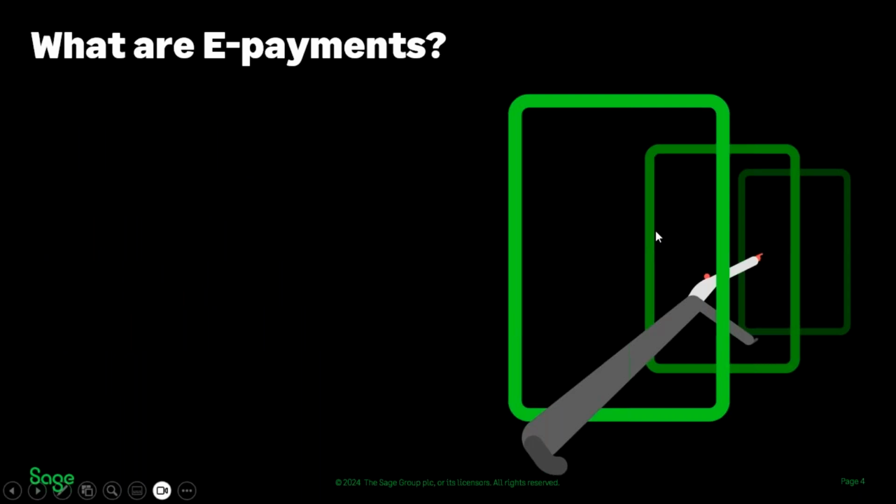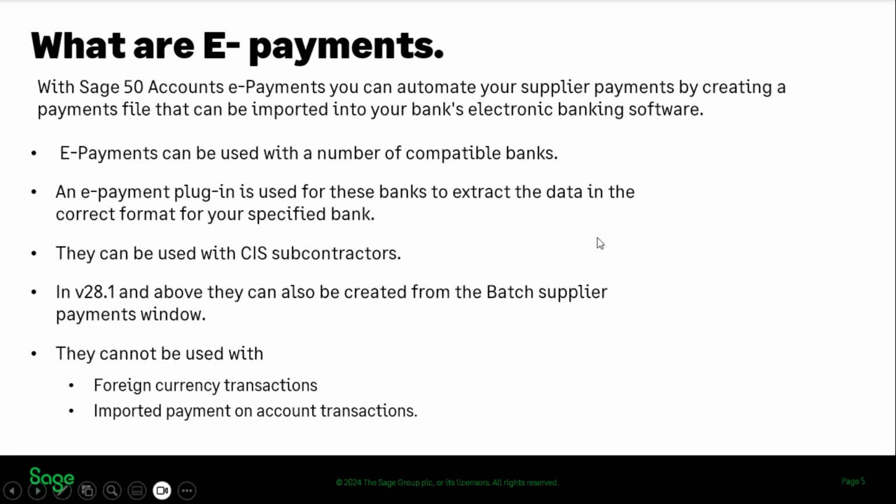Okay, so first of all, we'll just talk about what are e-payments. This allows you to add an element of automation to your processing. So rather than entering all of your supplier payments into Sage 50 accounts and then having to re-enter that all into your banking software, what e-payments allows you to do is to create a payments file from your Sage 50 software, which can then be imported into your bank's electronic software.